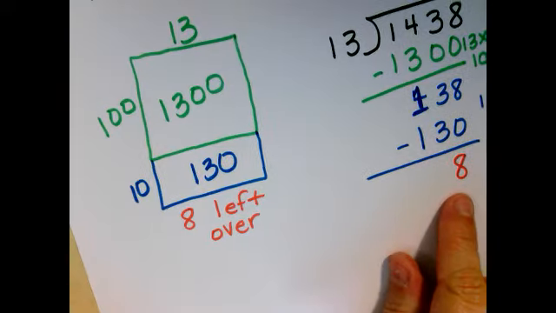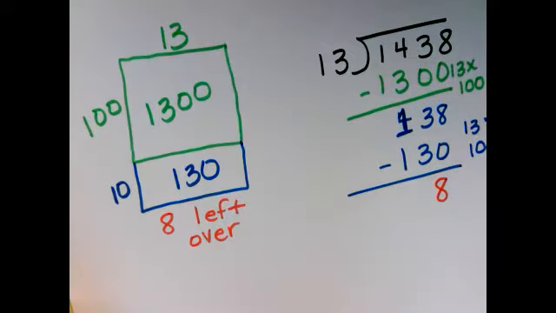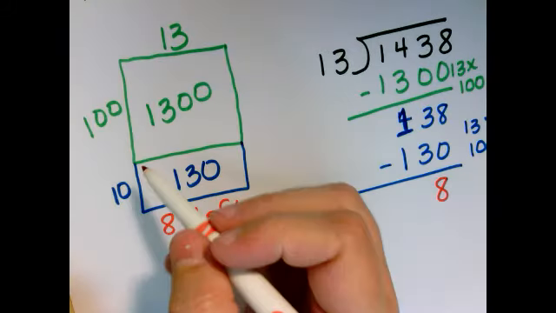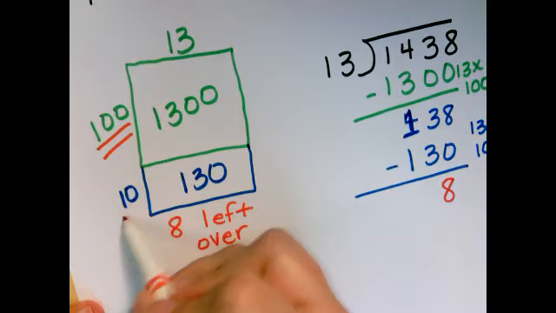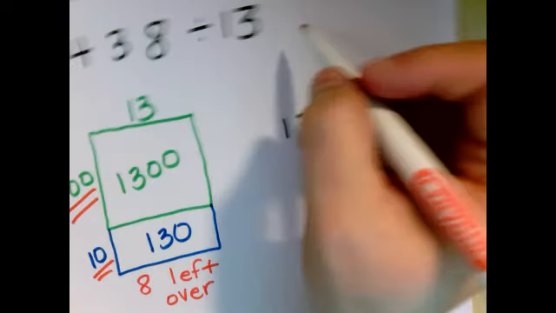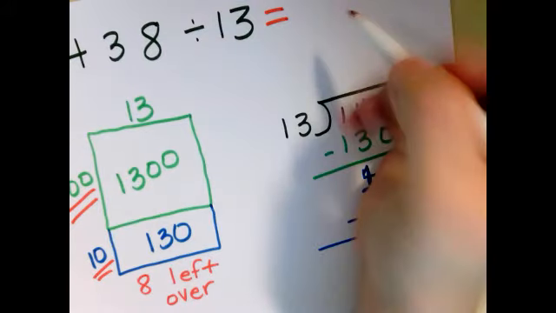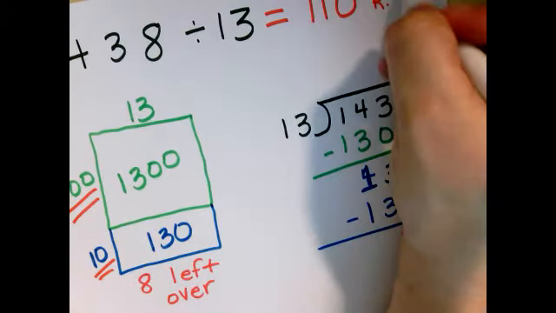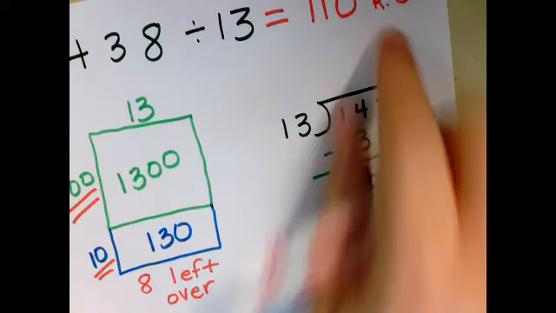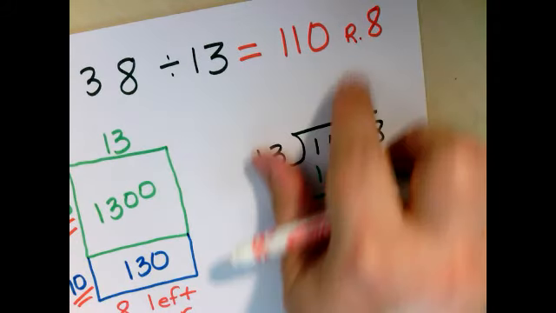This is your remainder. So when I go to write my quotient in, I'm going to look over here and I can see that I have 100 plus 10. So my quotient is going to be 110, and it's going to be remainder 8, or those 8 left over.